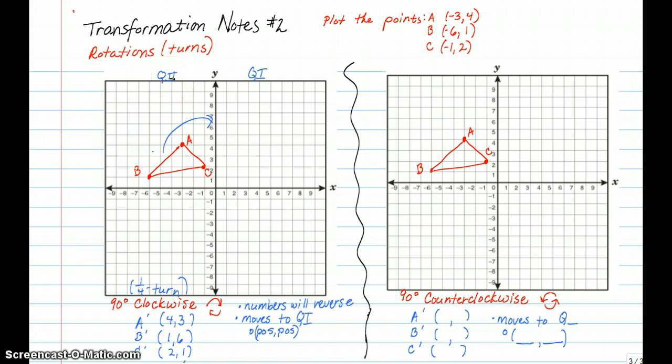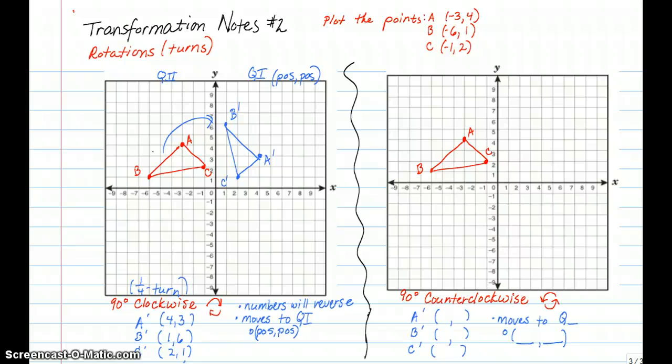And my ordered pair is going to follow that pattern. So quadrant 1 is always positive, positive. So that means that all of these are going to be positive. So I'm going to have 4, 3. And again, I encourage you to actually turn your paper. It's going to help you. This is A prime. And then 1, 6. That's B prime. And then 2, 1. And that's C prime. And if you actually turn your paper, you'll see that your triangle then looks like this once you've turned your paper.